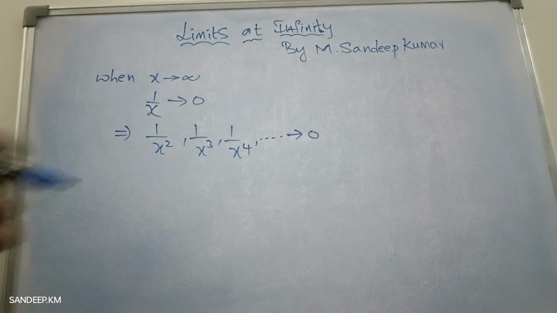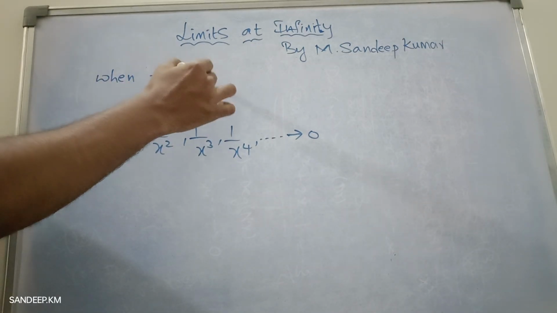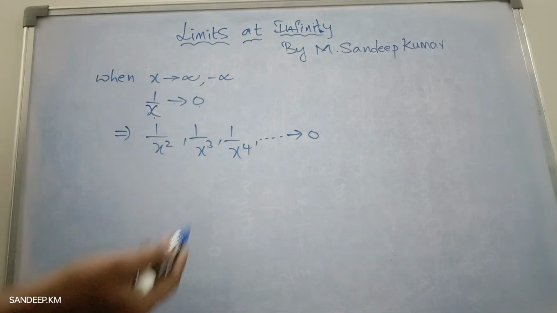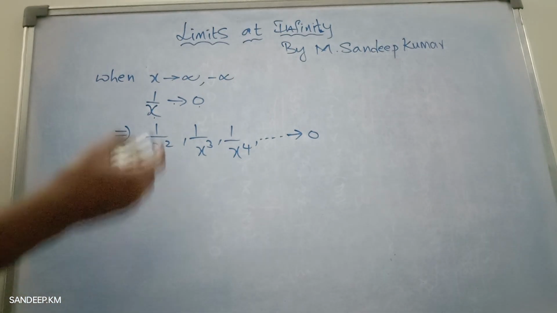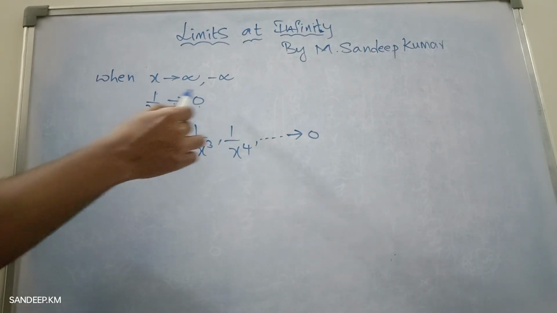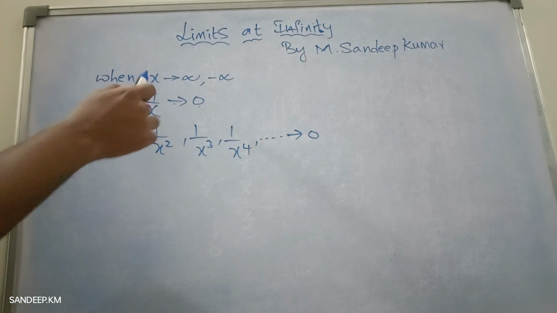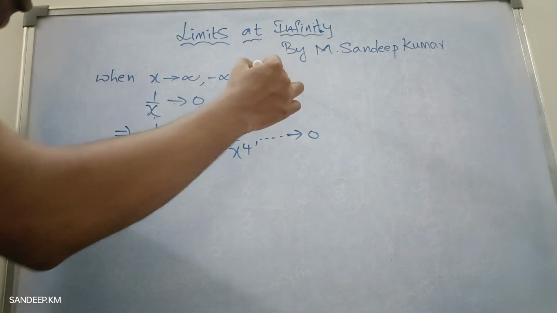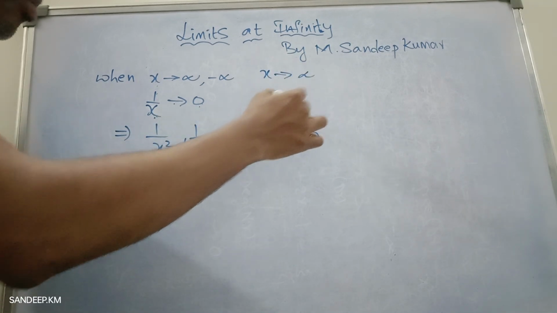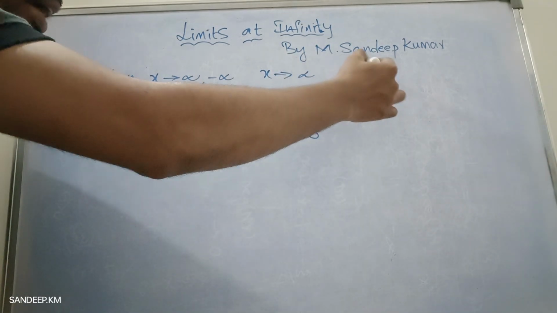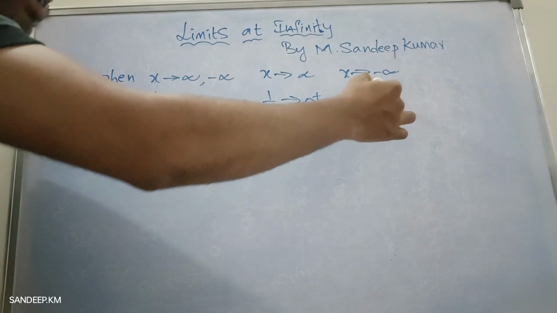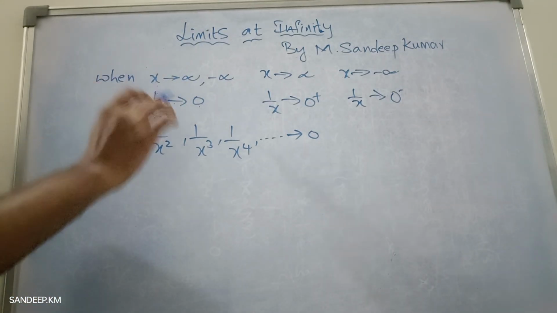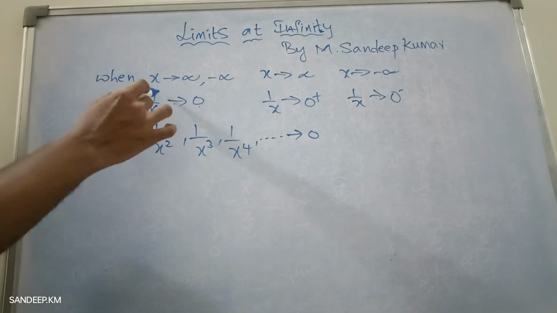So what is it? When x approaches plus infinity or minus infinity, then 1 by x approaches 0. Correct or not? Particularly, when x approaches plus infinity, 1 by x approaches 0 from the right side, 0 plus. And when x approaches minus infinity, 1 by x approaches 0 from the left side. Okay, now just remember this. Whenever x approaches plus infinity or minus infinity, I'll simply write that 1 by x approaches 0.